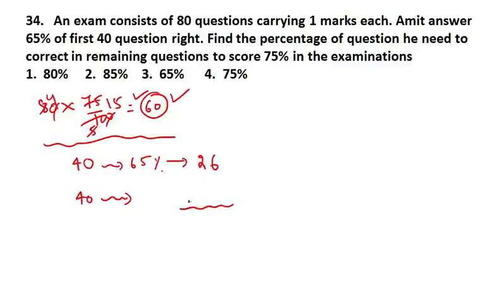Now remaining 40 questions, but I know that in total I need 60 marks. I only got 26. So if I subtract, I need 34 now. Now this 34 I need on what? On 40. So I need 34 on 40 into 100. Then what do you get?